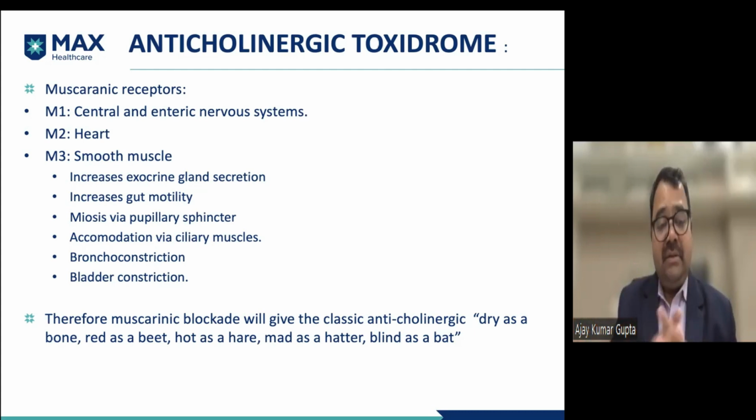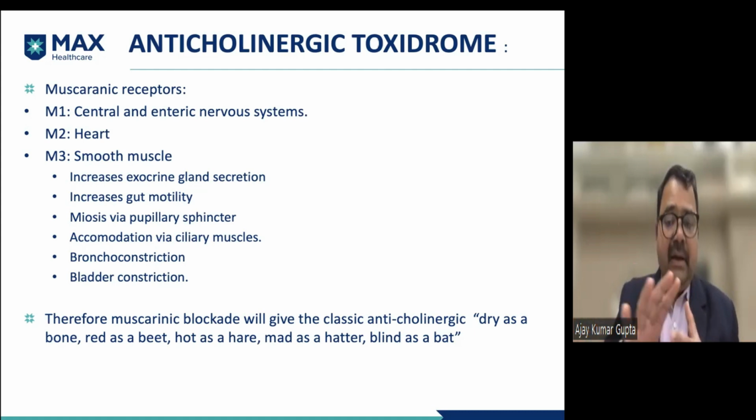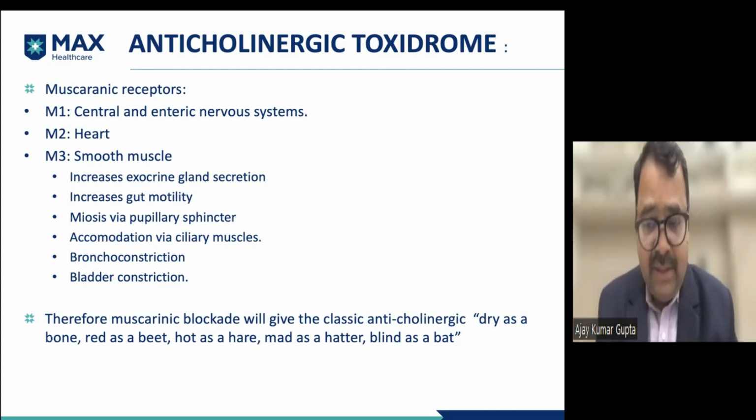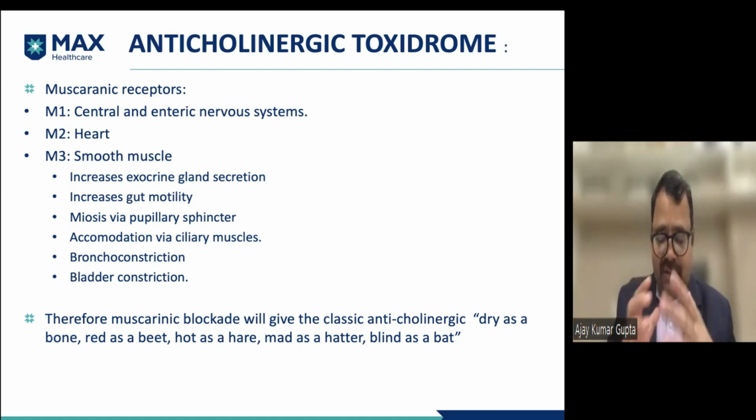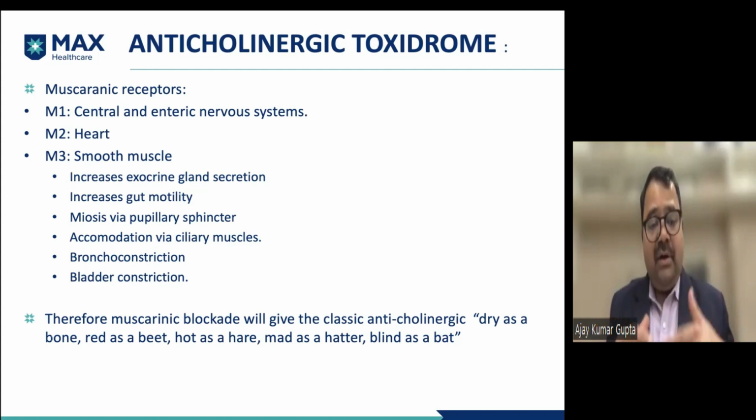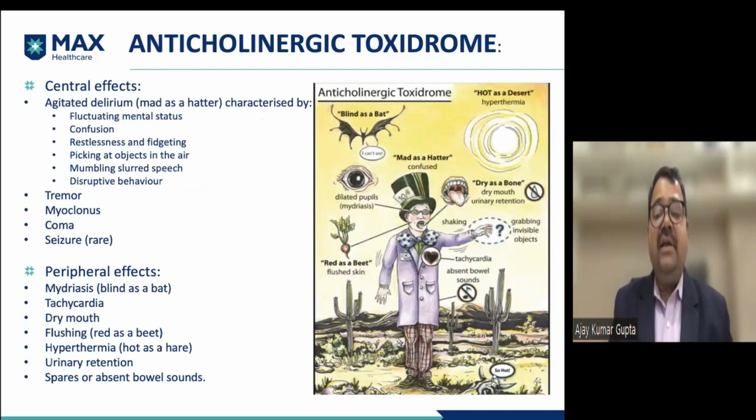Therefore, the muscarinic blockade gives a classical anticholinergic picture, which we call dry as bone, red as beet, hot as hare, mad as a hatter, and blind as a bat. When I was a PG student, I used to just cram these things. Then I made myself understand what we mean by dry as bone, red as beet, hot as hare, mad as a hatter. So I have tried to illustrate it in a diagram.